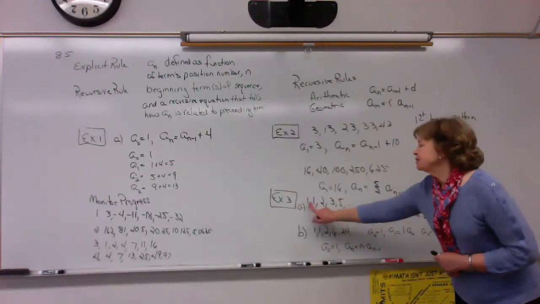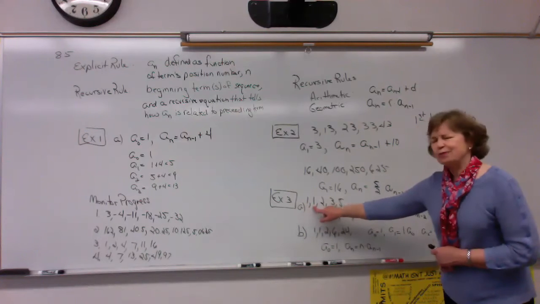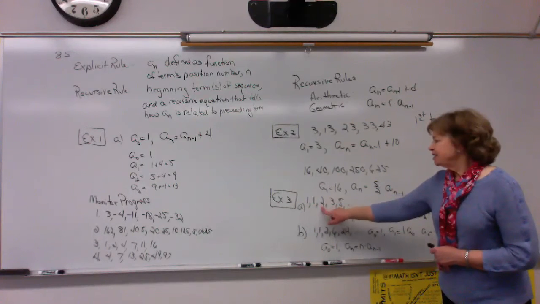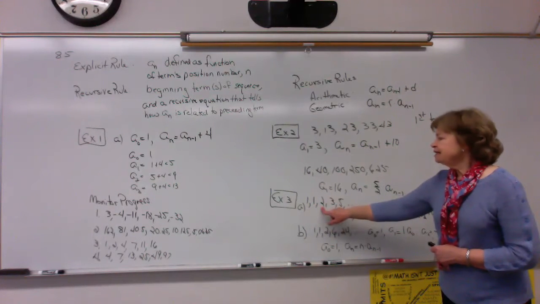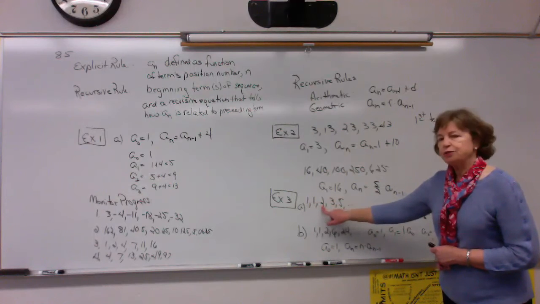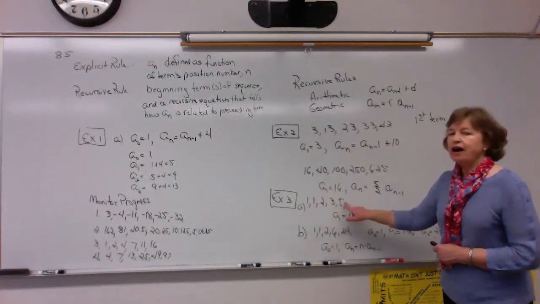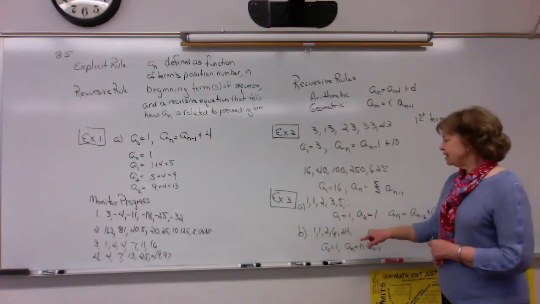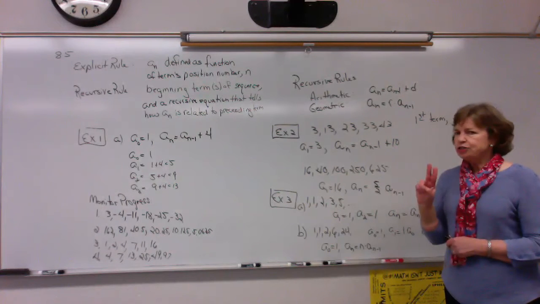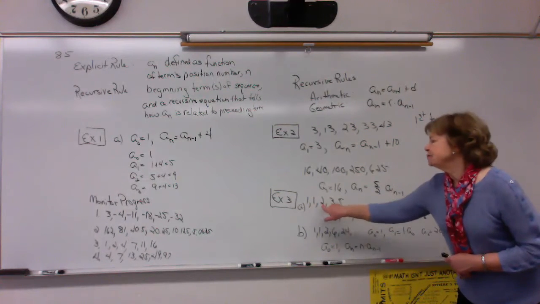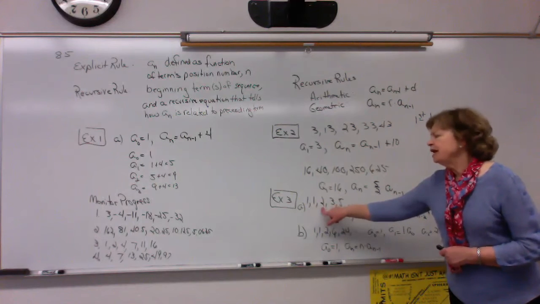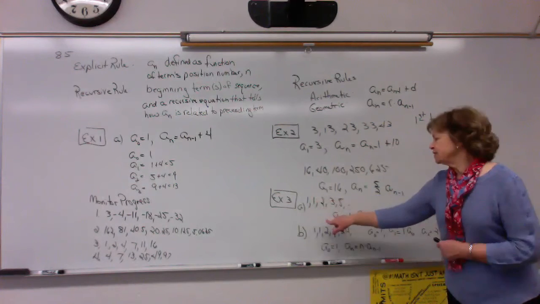So I'm looking at this one. The first term is 1, and it's 1 again, and then 2. But then look what happens. 1 and 1 is 2. 1 and 2 is 3. 2 and 3 is 5. So I can see what the pattern is. And so this time I need 2 terms, because once I get past that second term, I'm adding the 2 previous ones together.